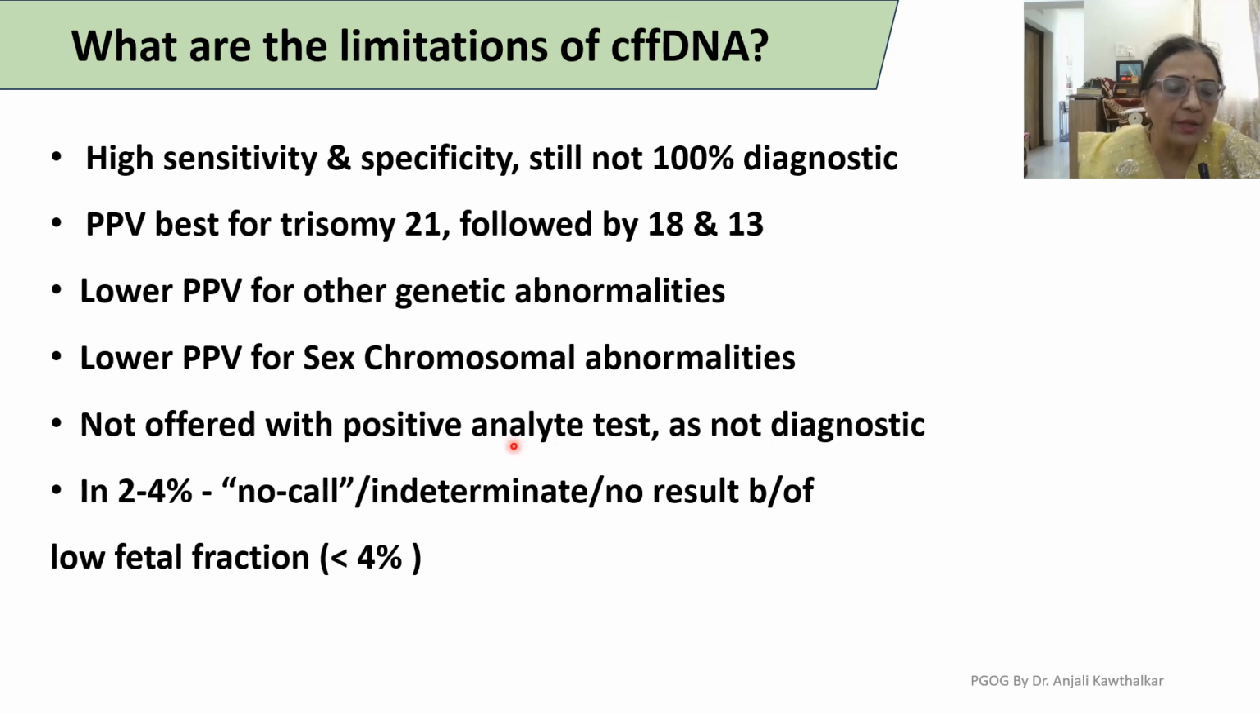That is the reason in these cases we have to proceed with a diagnostic test, amniocentesis or chorion villus sampling. In 2 to 4% of women, the report comes as no call. What is no call with cell-free fetal DNA? The fetal fraction is less than 4%. So it is called a no call result, indeterminate result, or no result. These three terminologies mean the same. The pathology lab will give the report as either no call, indeterminate, or no result because of a low fetal fraction, where the fetal fraction is less than 4%. Usually it is around 10%.